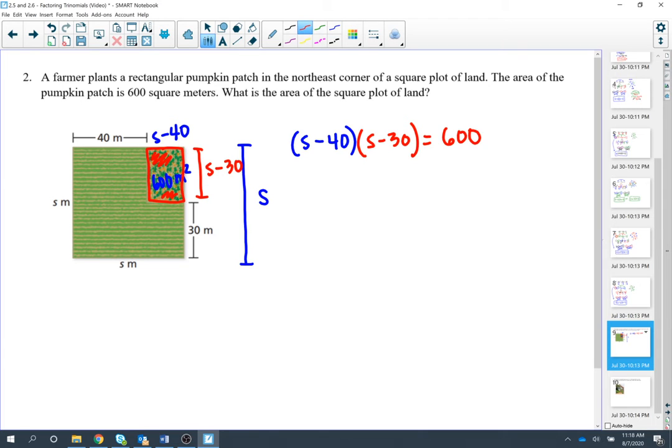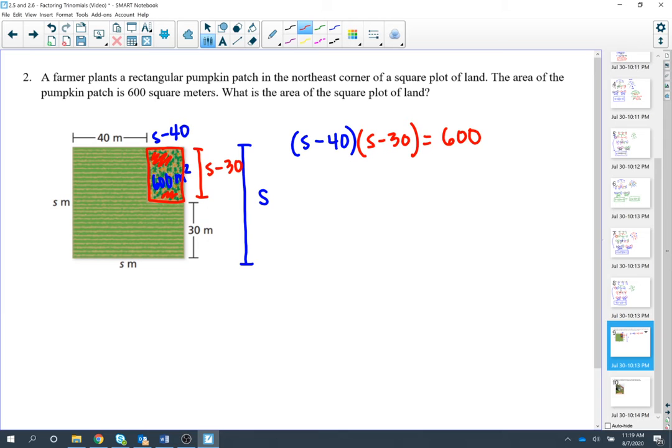Now I have an equation. Now I have to solve a polynomial equation. The strategy we have for solving a polynomial equation is the zero product property. Okay, well, the zero product property only works if this thing is equal to 0. Well, right now it's not equal to 0, it's equal to 600, and I don't have another strategy other than guess and check to solve that. So I need to get it equal to 0.